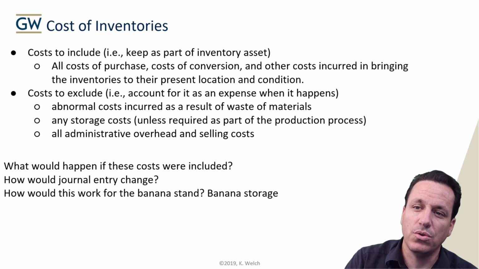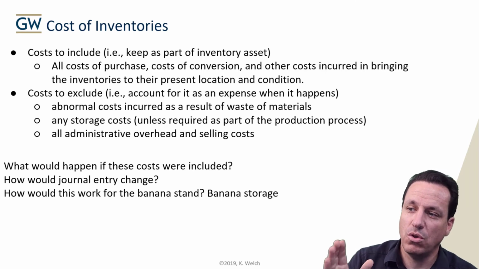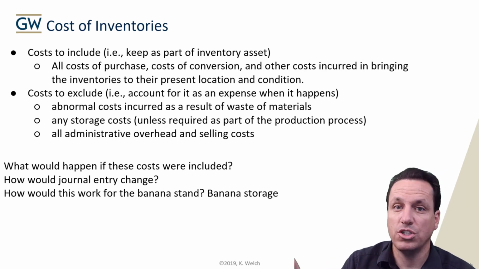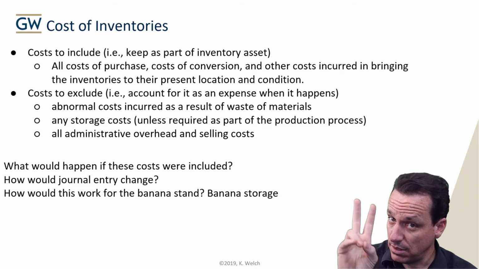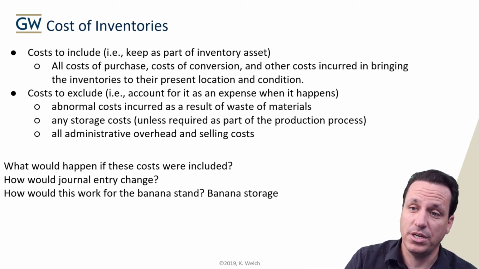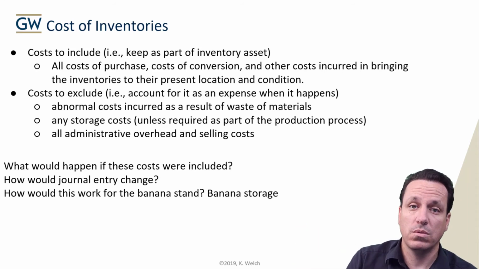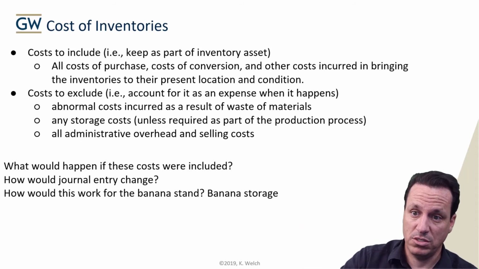The costs to exclude are abnormal costs incurred as a result of waste of materials, any storage costs, unless they're required as part of production, and then all administrative overhead costs. Those last three there, those don't get capitalized. We expense those. So let's go.